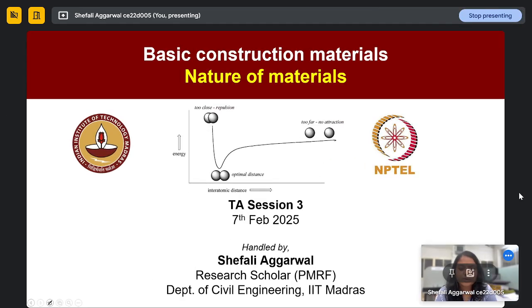So, good evening, everyone. My name is Shafali Agarwal, and I'm a research scholar at IIT Madras. And today is our third TA session on the topic of basic construction material. So, in this week, mainly you might have studied about the different nature of materials.